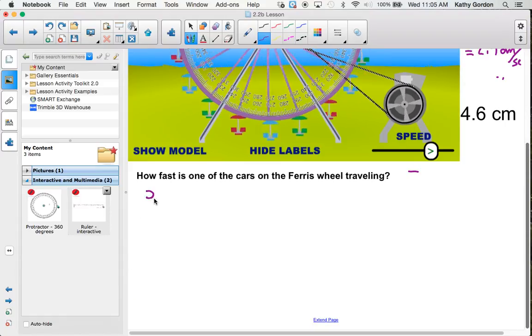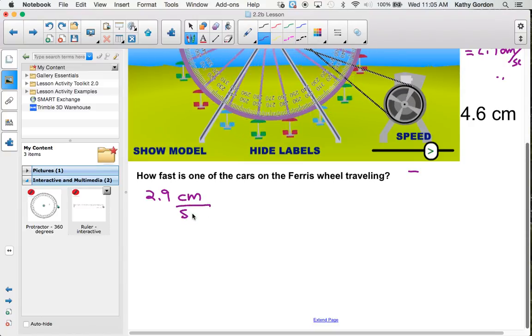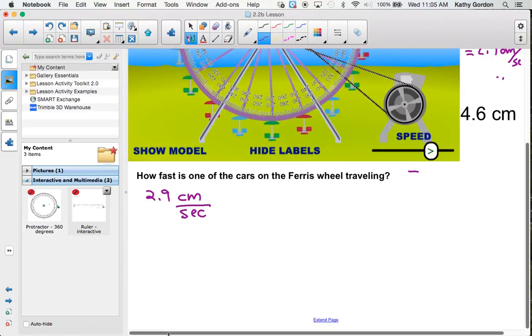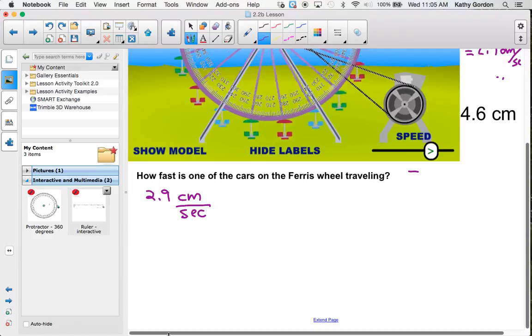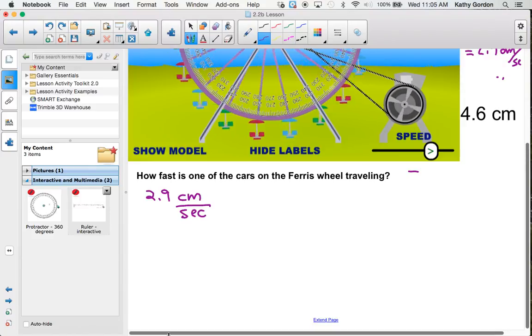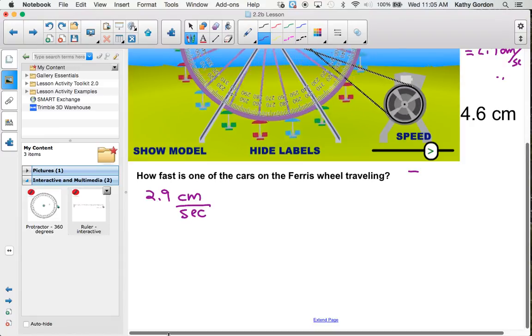Let's take our 2.9 centimeters per second, and let's figure out what that is in kilometers per hour. That's something I can get my head around. You tell me how many kilometers per hour we're going, I know whether we're going fast or slow. So, how do I change something like centimeters per second into kilometers per hour?